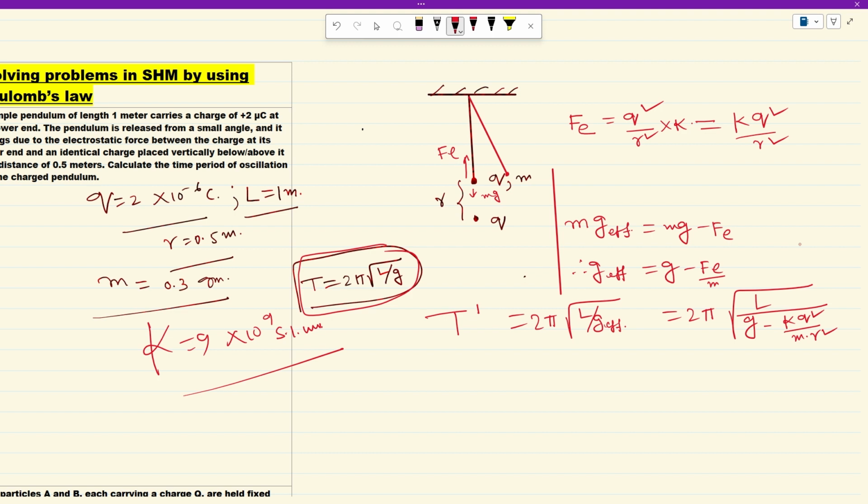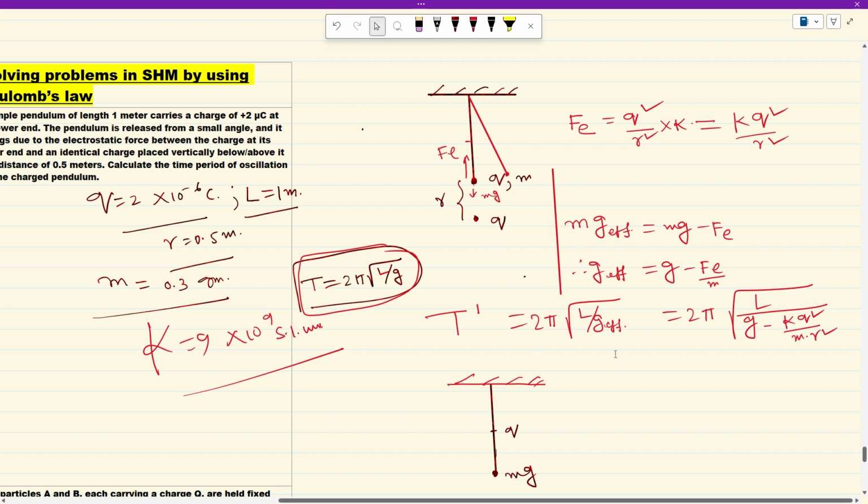It takes more time. What will happen if we keep the charge just above it? Not here, the charge we are keeping here. In that case, mg is acting downward. If the mass is kept above the bob of the pendulum, then the situation will be like this. We are repeating the same problem here. This bob has weight mg, and this equal mass we have kept vertically above it. All identical masses are given, and the charge is q.